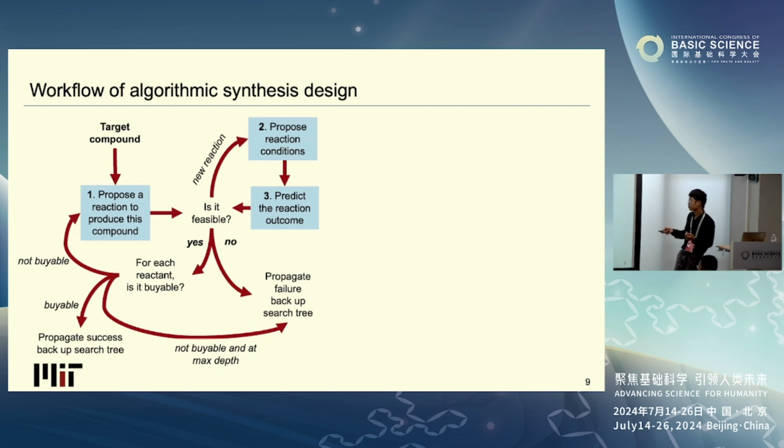But if it is not viable, we will go back and further decompose these intermediates to try to identify viable compounds. But if we do not find any feasible reactions that can be applied to break down a molecule, or we have reached the maximum depth specified, we propagate failure. So this branch, we cannot search further.